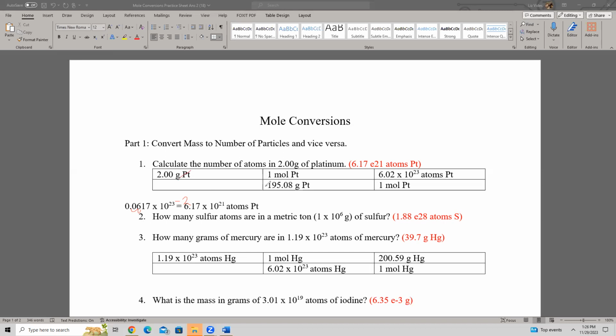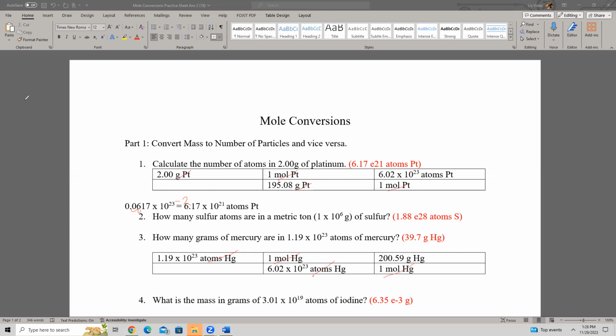Look, grams of platinum cancel with grams of platinum, moles of platinum cancel with moles of platinum, and we have the question. Same here, atoms of mercury cancel with atoms of mercury, moles of mercury cancel with moles of mercury. We don't have the answer yet, but we do have the answer to the question in the correct form, which is grams. You see that?